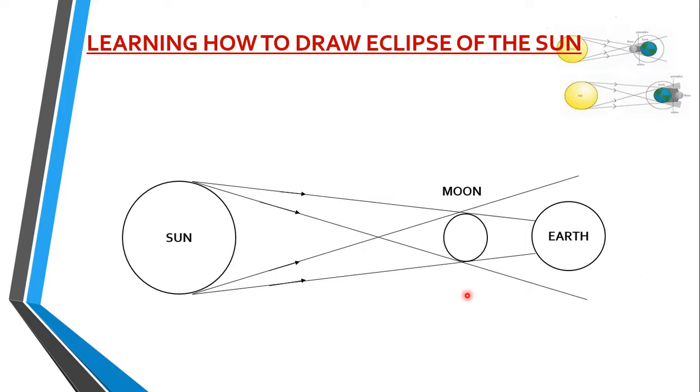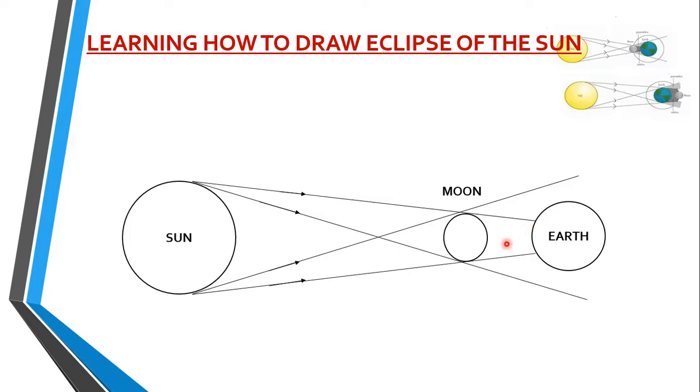Now we have completed the diagrams. But remember, we need to label some other parts. That is where we have the total darkness. You can as well shade these parts. This is your pencil.